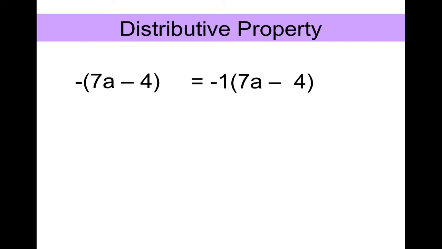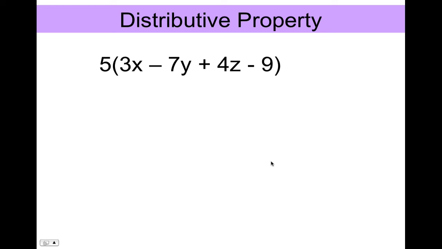What you're going to find is that multiplying by a negative changes the sign of every term inside the parentheses. So a negative times a positive, it becomes negative 7a. And a negative times a negative, it becomes positive 4. So the answer is negative 7a plus 4. If you look back at the original, just distributing that negative sign on its own, we're just taking the opposite of every term. The opposite of 7a is negative 7a, and the opposite of negative 4 is plus 4.